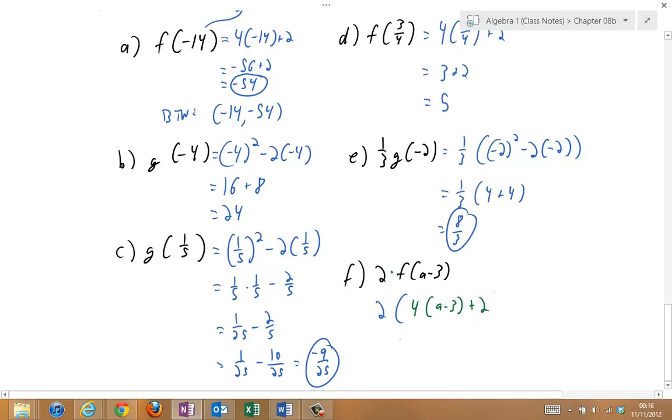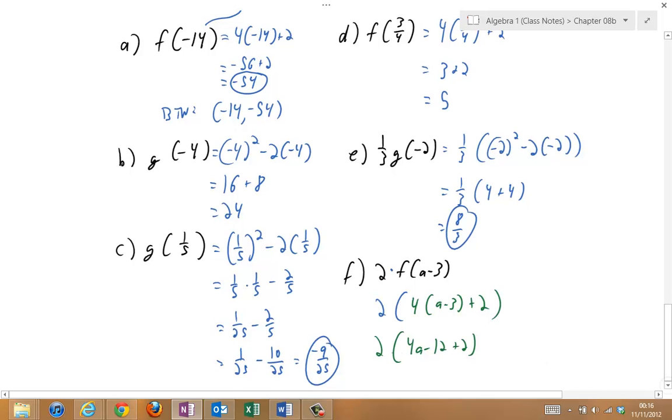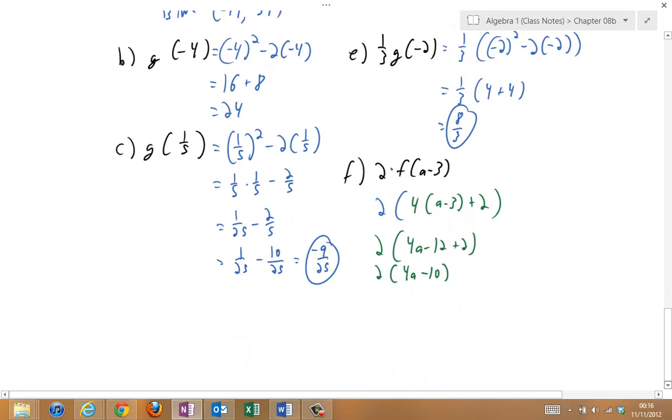And now I'm just going to simplify. Still have the 2 on the outside. We're going to deal with that later. 4a minus 12 plus 2. Keep order of operations going. I have 2 times (4a minus 10). And now I'm going to distribute the 2. 8a minus 20. Done.